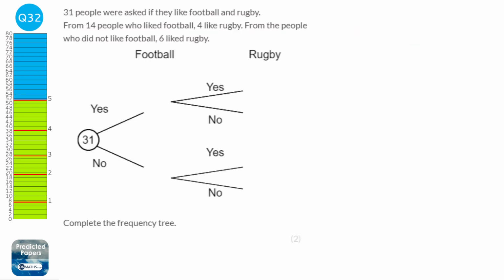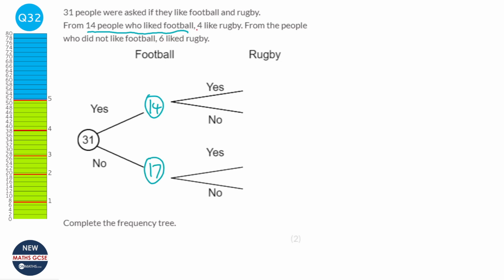So we're told that from 14 people who liked football, so we've got 14 people here who said yes, they do like football. So we can fill up the 14 here. Now, we're told we started with 31. Therefore, if 14 liked football, then 17 must have not liked it.